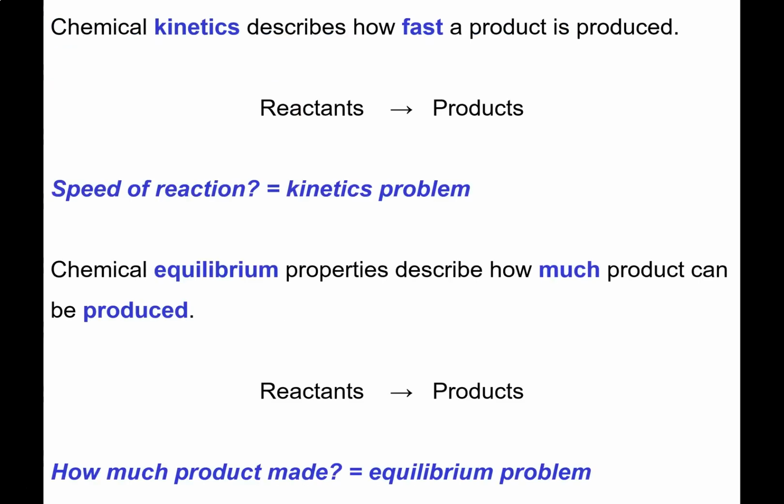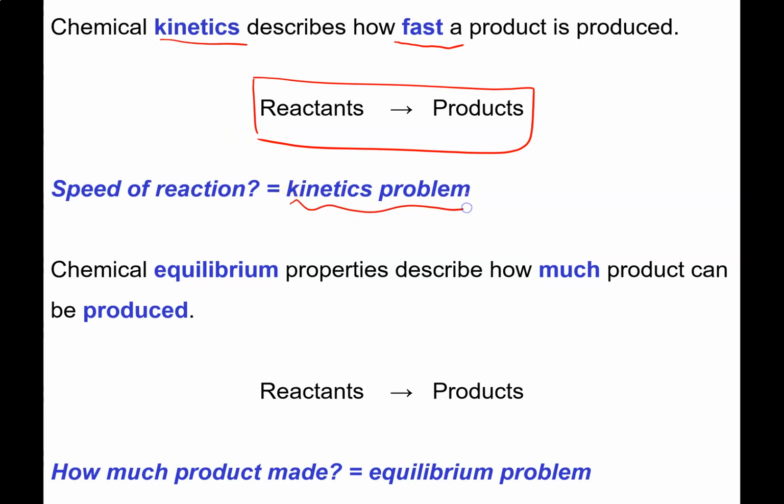So chemical kinetics, which we were studying in chapter 12, describes how fast a product is produced. So when you want to know how quickly something is moving from reactants to products, that's what we call a kinetics problem. Chemical equilibrium properties describe how much product can be produced from a given amount of reactants. So in a sense, they are related to stoichiometry.